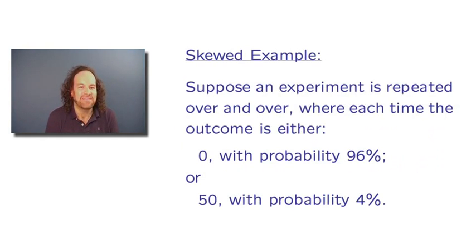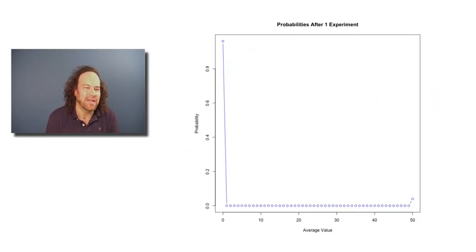If you need more convincing, then let's consider another example, this time of an experiment that's highly skewed. Suppose we have an experiment such that each time the outcome is usually 0, but is occasionally 50. And let's say that it's 0 96% of the time, and it's 50 the other 4% of the time. And then we repeat the experiment over and over and look at the probabilities for the average, for x bar. Well, after just one experiment, it's not that interesting. It's almost always 0, and occasionally it's 50.